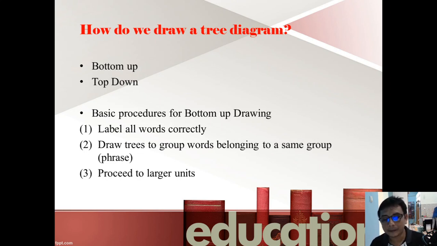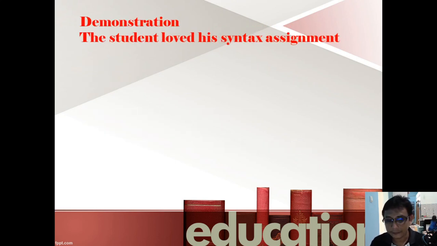So what are the basic procedures for bottom-up drawing? The first one, we have to label the words correctly by using the parts of speech that we have already discussed. And then we draw the trees to group words belonging to the same group, which is called a phrase, from the bottom to the top, and we proceed to the larger units. And as the sentence is the largest unit of syntax analysis, we will stop at the sentence level. Okay, now let's do some demonstration.